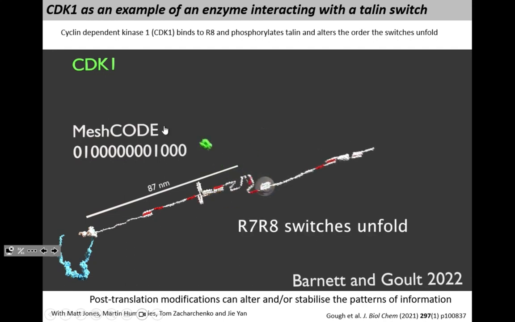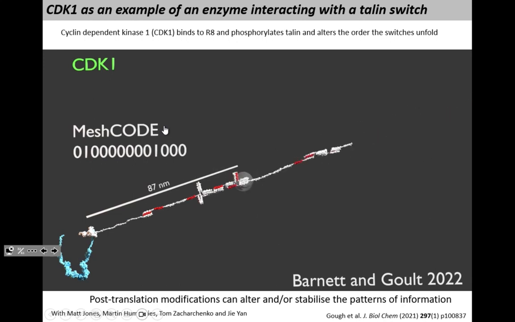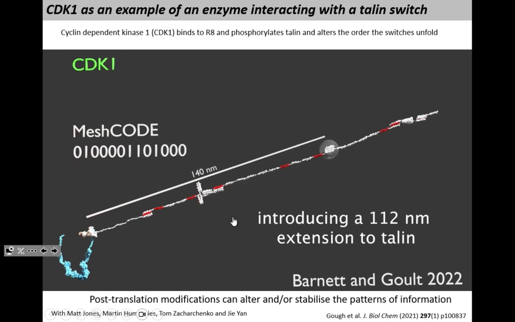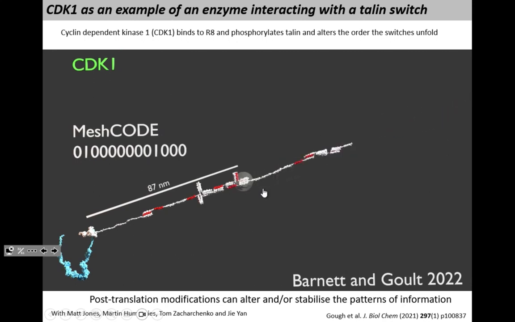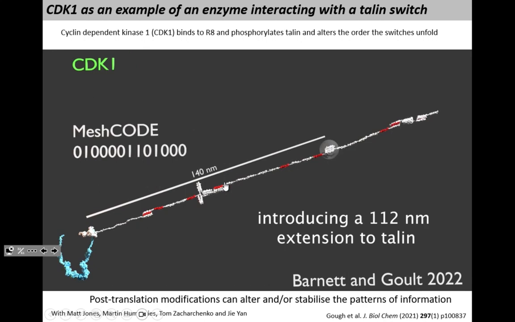This is CDK1. It sits on this R8 switch of Talin, and it phosphorylates lots of different things in the adhesion complex. But one of the things it phosphorylates is ultimately Talin itself. When it phosphorylates Talin, it converts this R7-R8 switch from the strongest domain in Talin to one of the weakest domains in Talin, such that the next time you pull on it, if it's been phosphorylated, that will be the domain which opens first. And that unfolding will introduce 112 nanometers of extension.